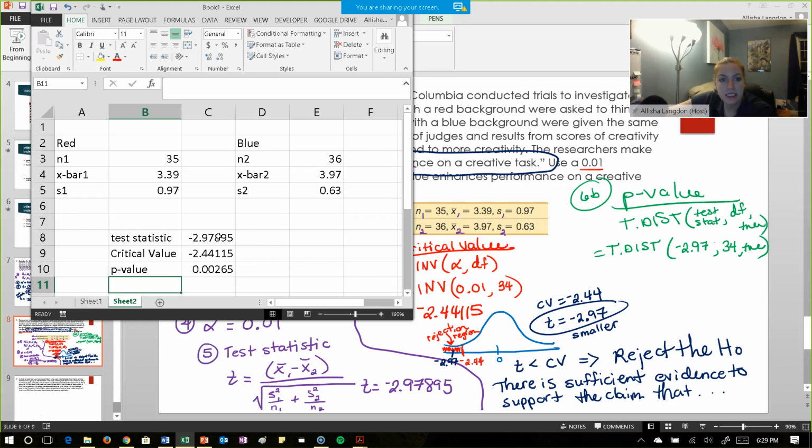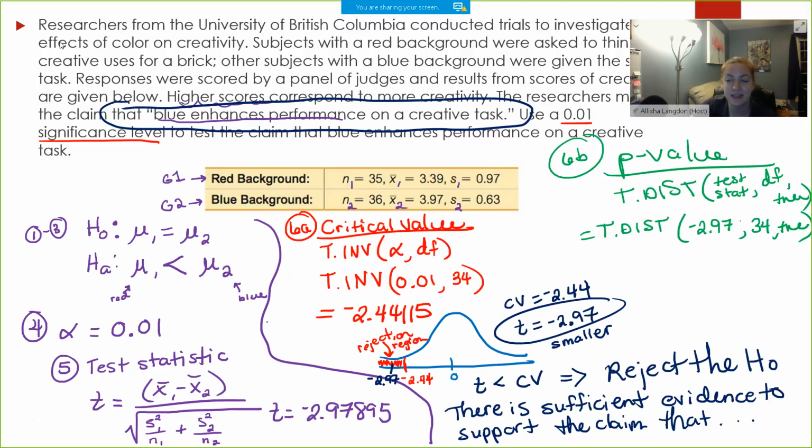So the p-value is going to be 0.00265. For this one, we don't have to worry about formatting the cell to make it larger so we can see that value. So p equals 0.00265. We need to compare that to our alpha.